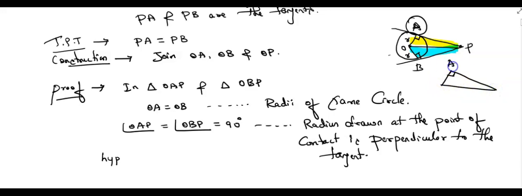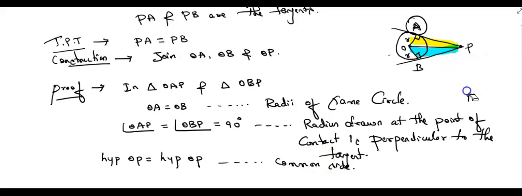As I have said, the side opposite to the 90 degree, that side we call hypotenuse. So which is the hypotenuse now here? OP. So hypotenuse OP. If we take B as 90 degree, which is the opposite side of B? OP only. So in both the cases, OP is the hypotenuse. So hypotenuse OP is equal to hypotenuse OP. That is nothing but the common side. OP is the common side for both the triangles.